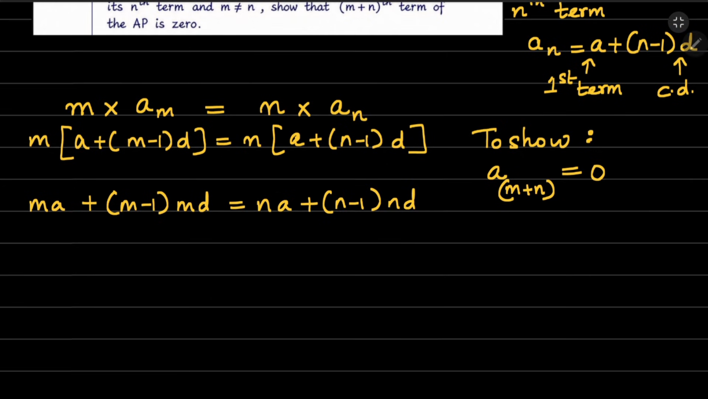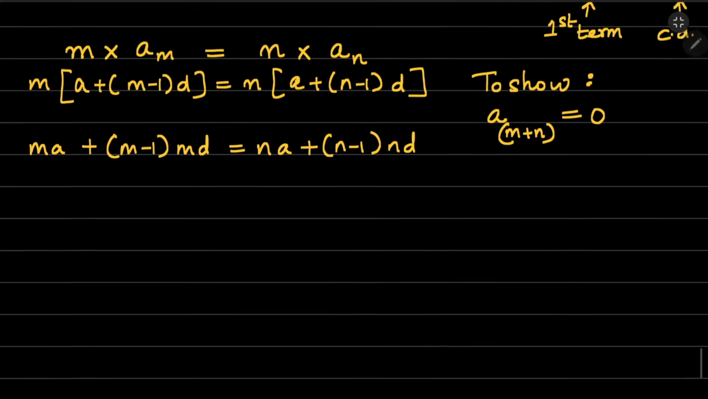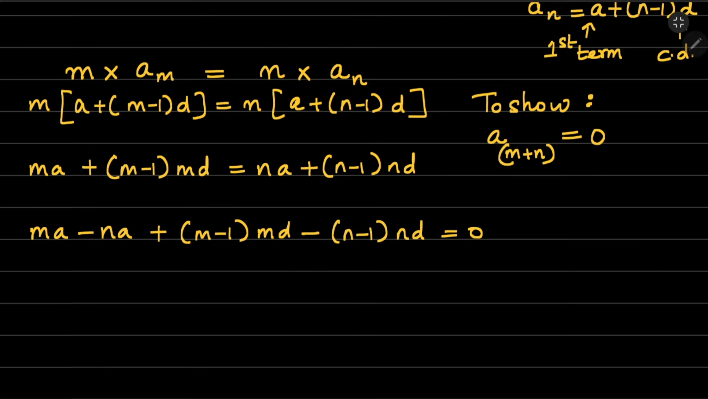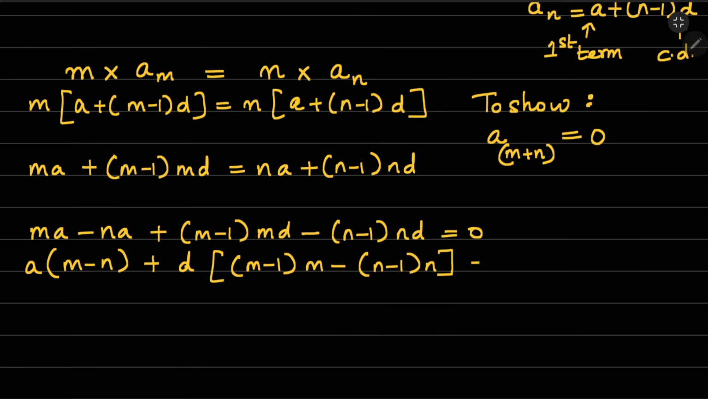You need to find that the (m plus n)th term is equal to 0. Let's bring all the terms to the LHS. So you'll have ma minus na plus m minus 1 into md minus n minus 1 into nd is equal to 0. Right? Take a common out, you'll have m minus n. Plus, you can take d common out. So you have m minus 1 into m minus n minus 1 into n equal to 0.